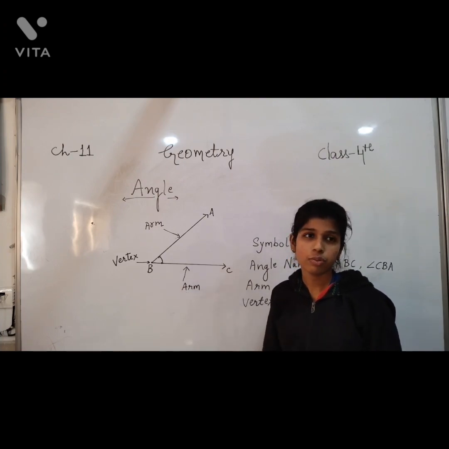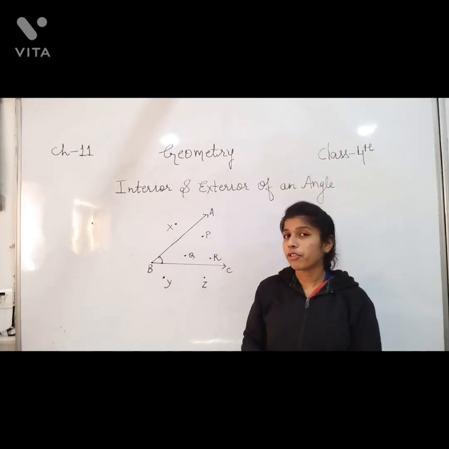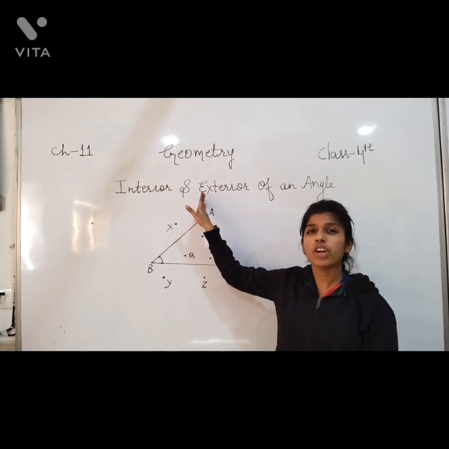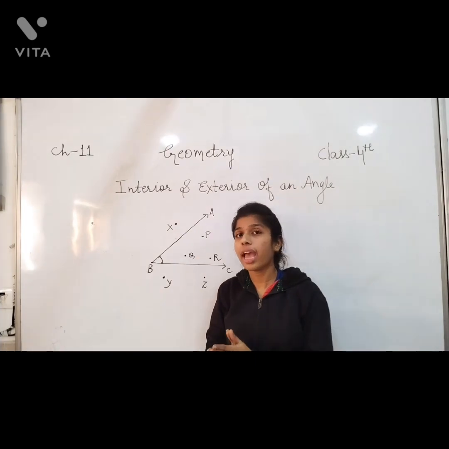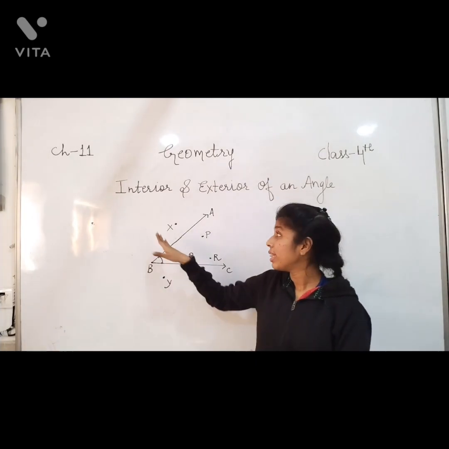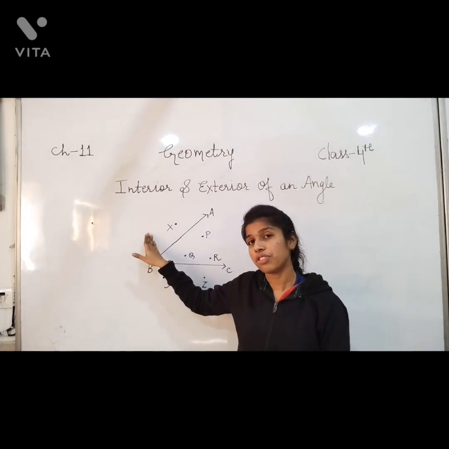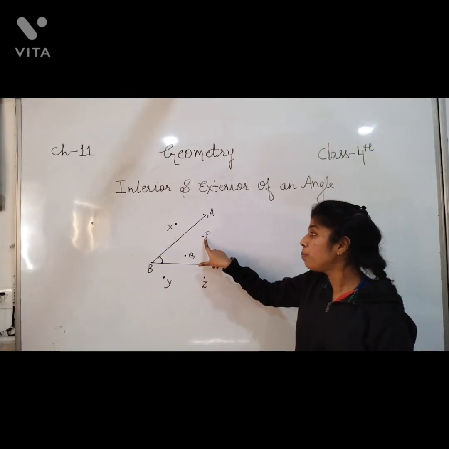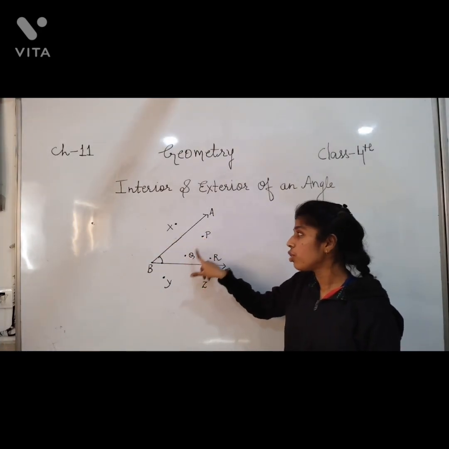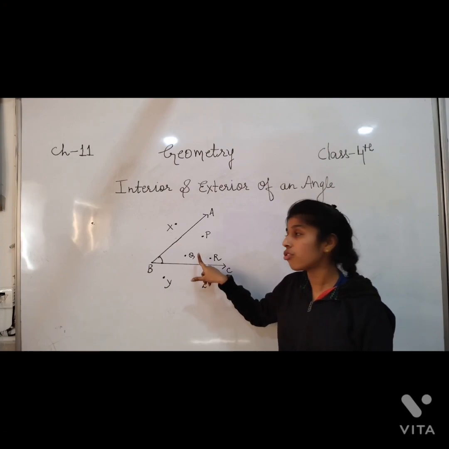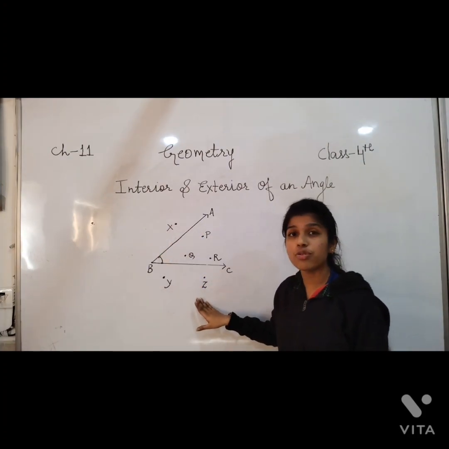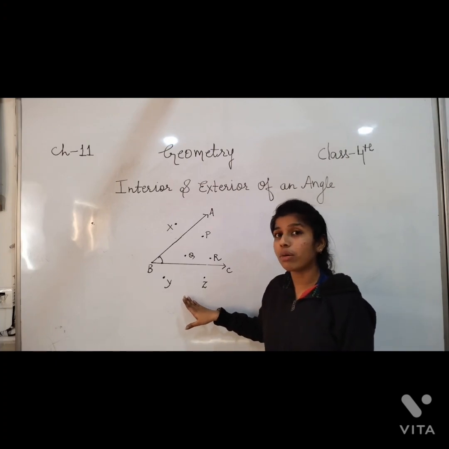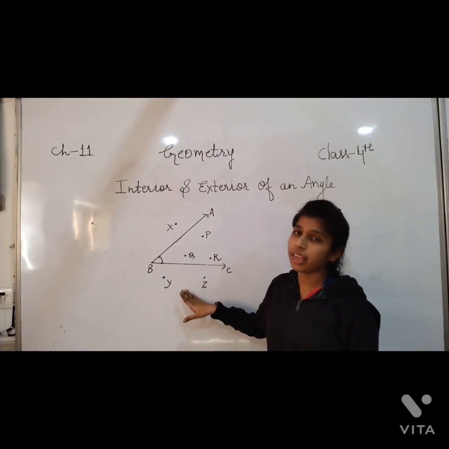Okay. So class, our fifth topic is interior and exterior angle. What is interior and exterior? The points that come inside the angle are interior, and the points that come outside the angle are exterior. As you see here, points P, Q, R are in the interior of this angle, so these are interior points. And next are X, Y, Z. As you see here, these are exterior, meaning outside the angle.